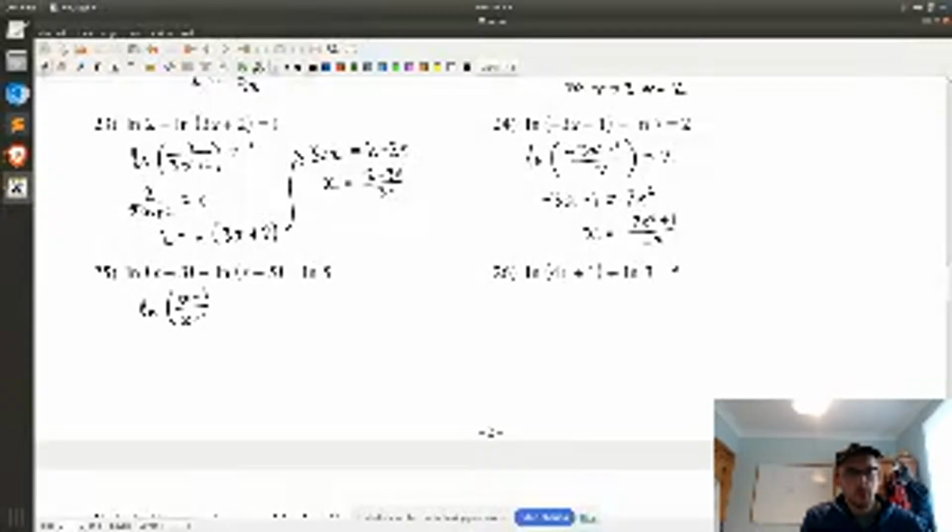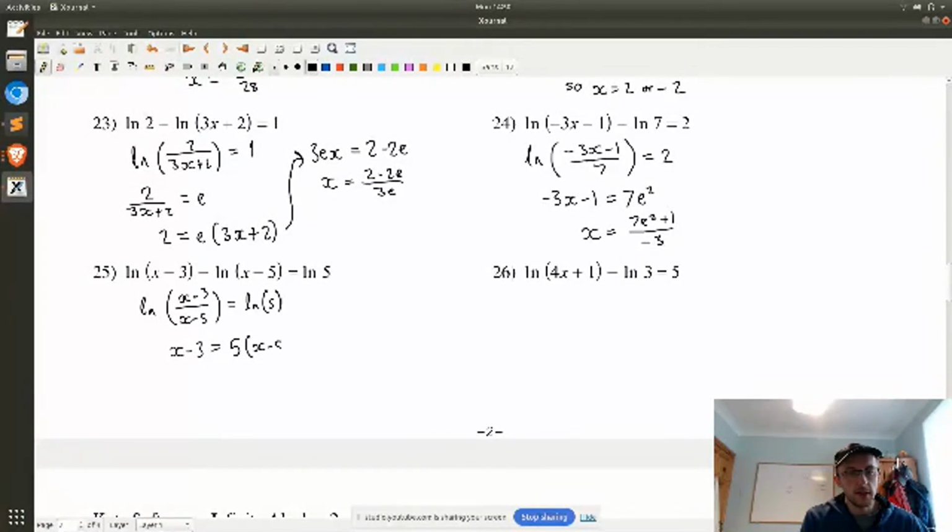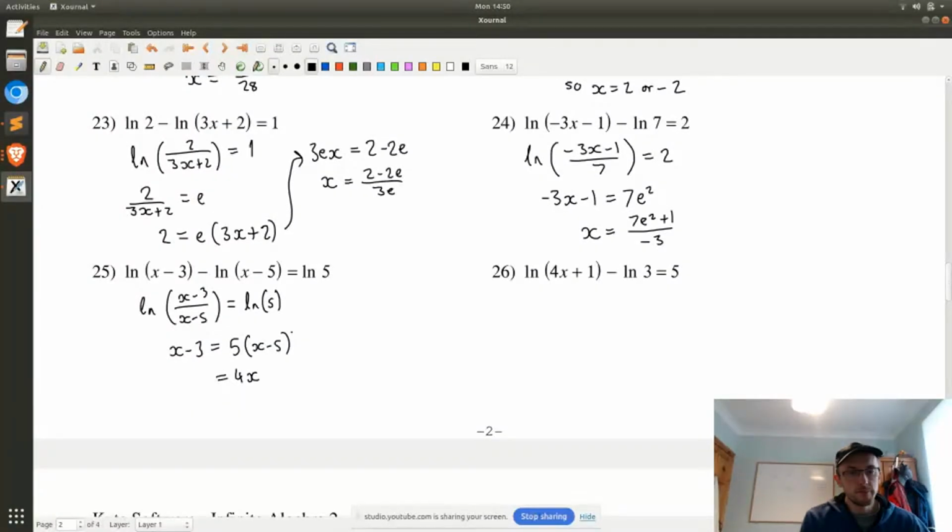(x take 3) over (x take 5) equals ln of 5. E to the both sides to get rid of the logarithm, the natural logarithm. So x take 3 equals 5 times (x take 5), just like that. And now this is just a linear, so 4x on the right, negative 25, so add it on. So what's negative 3 add 25, so that's 22. So that means that x is 11 over 2.